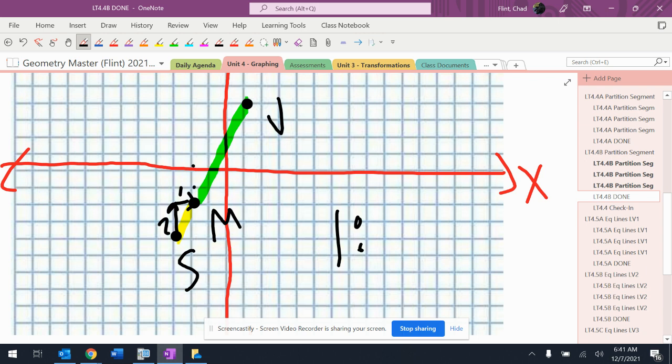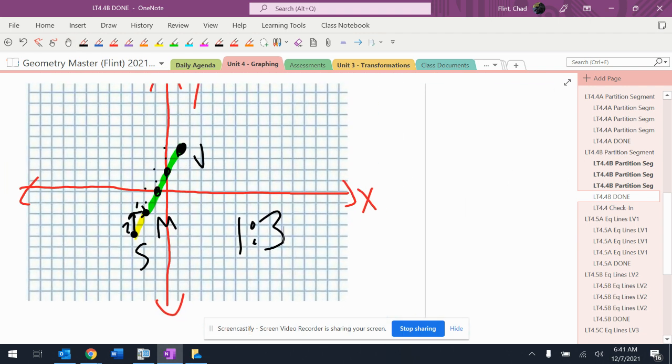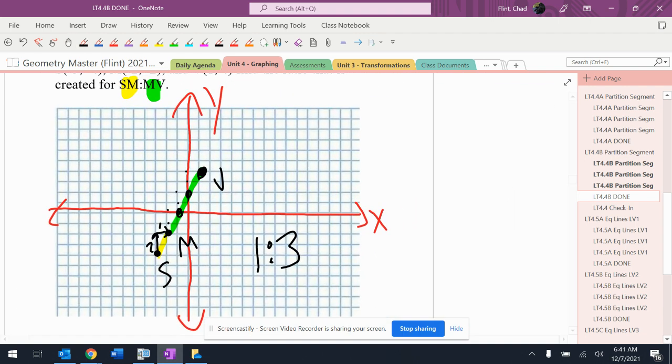So then I'm going to go 1, 2, 1, 1, 2, 1, 1, 2, 1. All right, so it's split up nicely into three parts. So it looks to me like it's one part to three parts, yellow to green. And I'm going to double check and make sure that that's what it wanted. So I've got one yellow part, three green parts. So I've got yellow to green.